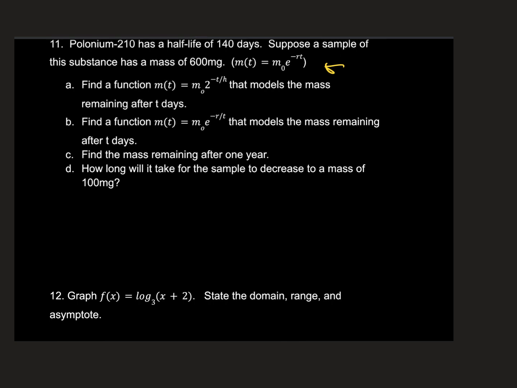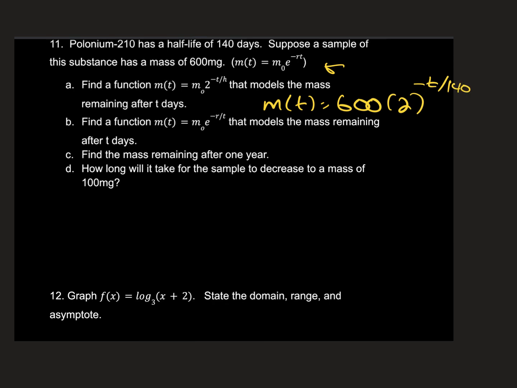And this is one in part A. So then we're going to do that one first. So part A, find the model. So I'm doing M(t) equals the initial amount, which was 600, times 2 to the negative t over h. And h is the half-life. And it gives me the half-life is 140 days. So it'd be negative t divided by 140. And there's the first model.